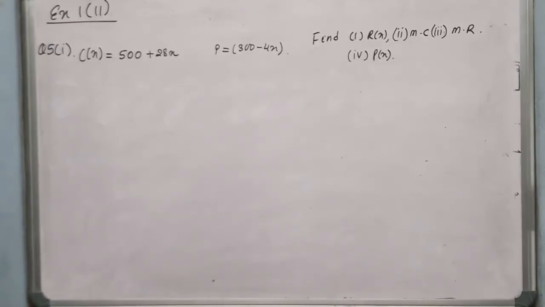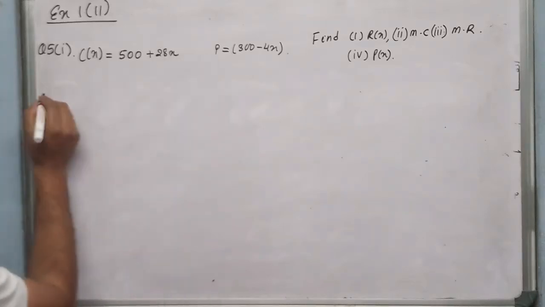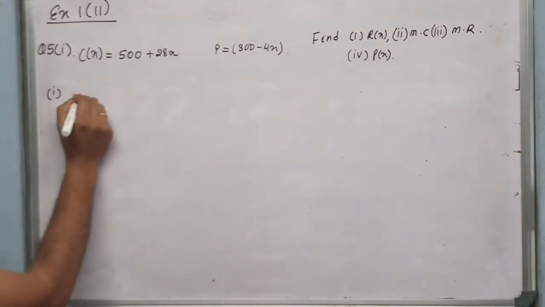Students of class 12, the next question is question number 5.1. In this question, C(x) is equal to 500 plus 28x and the demand is given as 300 minus 4x. Find 1, the revenue function, 2, marginal cost, 3, marginal revenue, and 4, the profit function. First, the cost is given. First, calculate the revenue function.